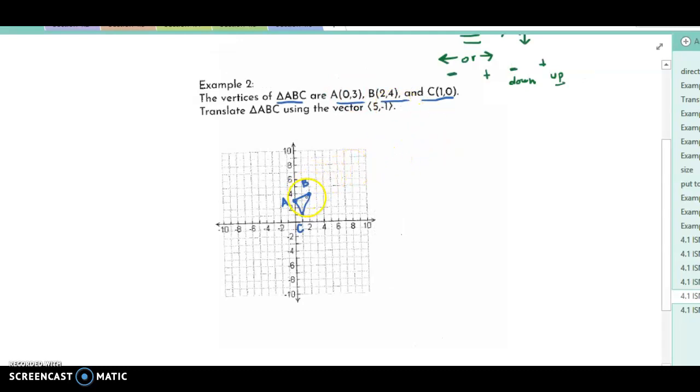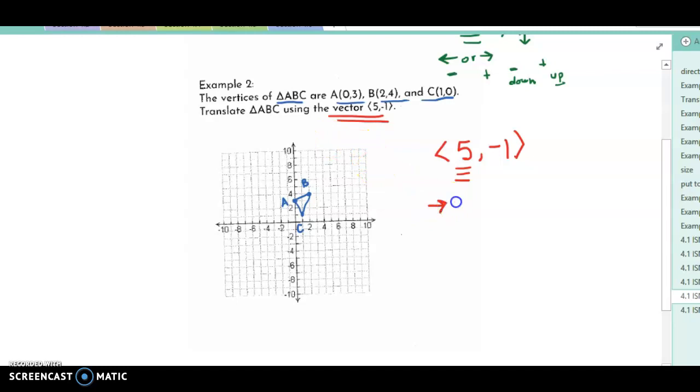All right, so when you plot this triangle, it should look something like this. Now we're going to translate it using this vector. Once again, vectors cause translations. So the component form is 5, -1. Let's break this down. This 5 tells us to do what?